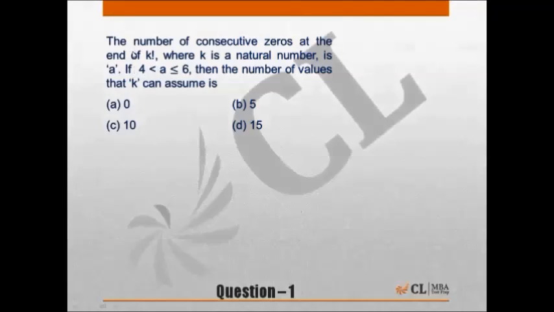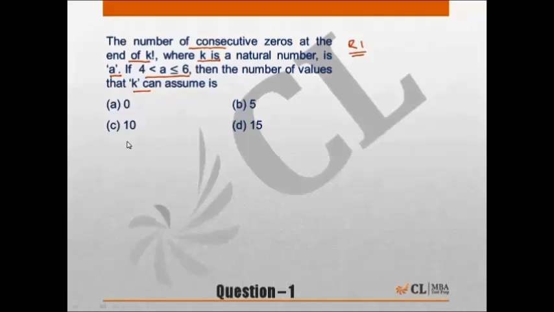Question 1. The number of consecutive zeros at the end of k factorial, where k is a natural number, is a. If a is less than or equal to 6 and greater than 4, then the number of values that k can assume is how much? A question of number system, round 1. I am sure all of us know how to solve this question. Let's go through it quickly.